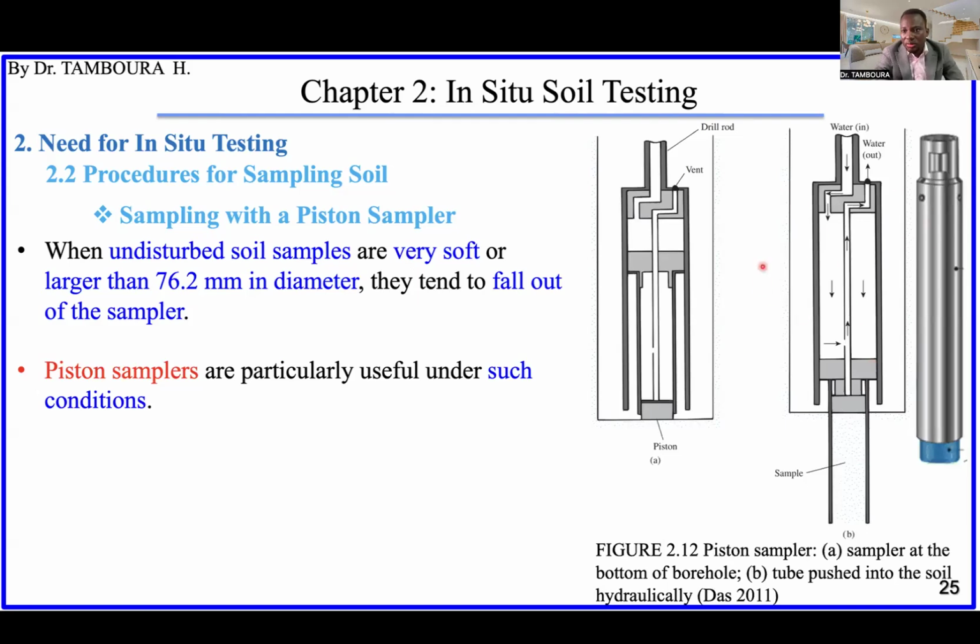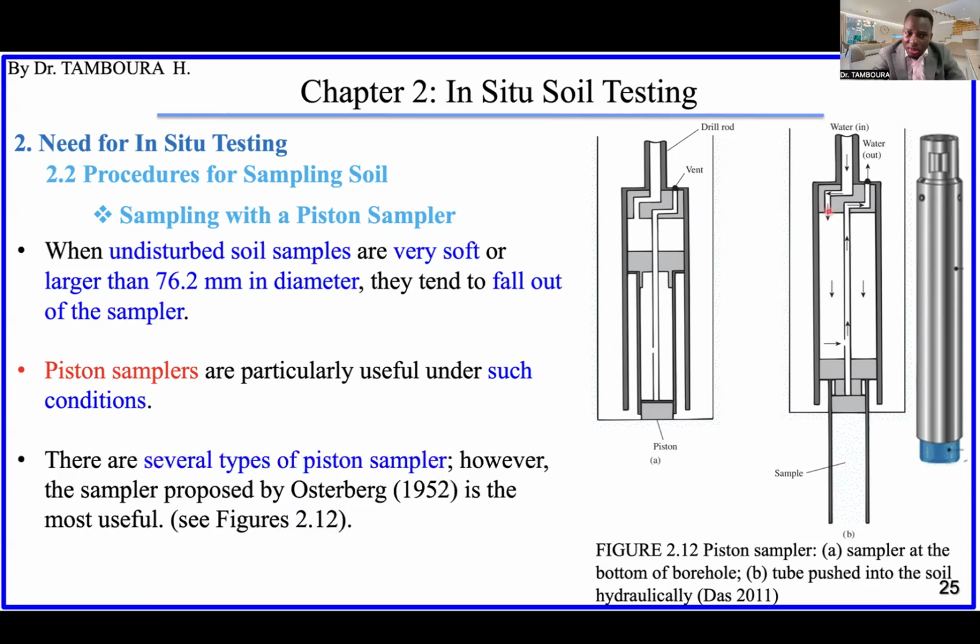This is an illustration of this piston sampler. This is just a drawing, and here is a photo of this. As you can see, this also can be attached to the sampling rod. There are several types of these actually, but the one proposed by the reference shown here is more popular in use.